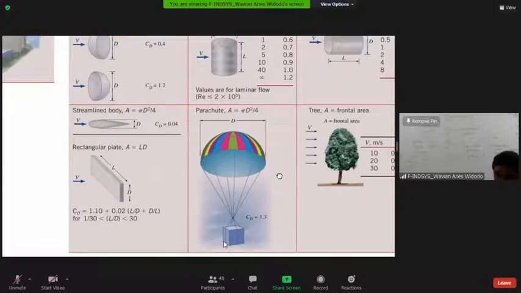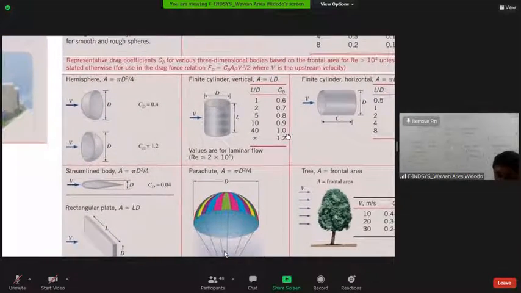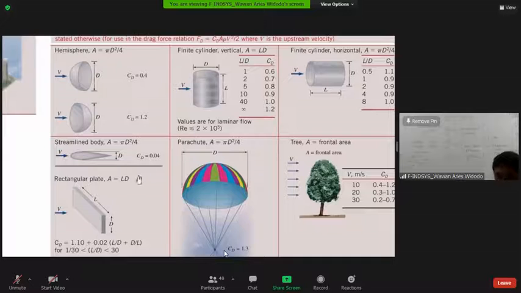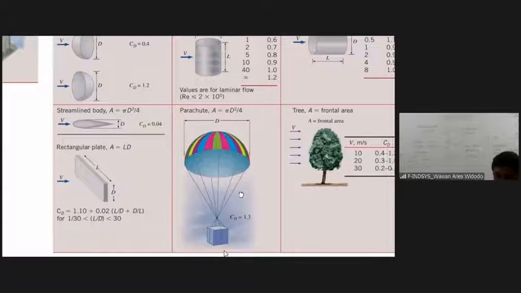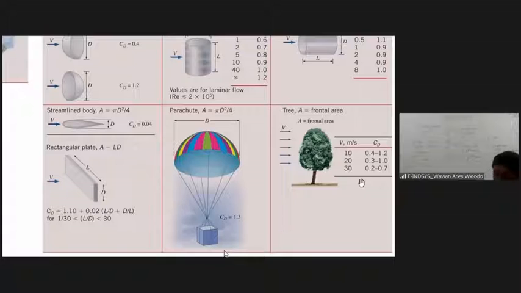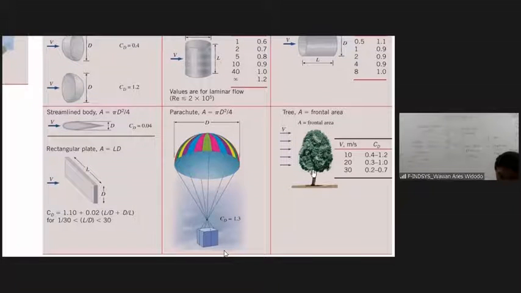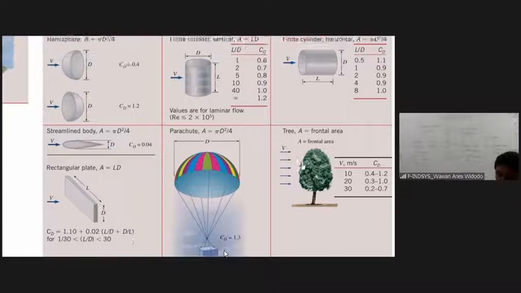Okay, the other examples are simple shapes: finite cylinder, hemisphere, rectangular plate. This is three here. Okay, these are created with frontal area A and velocities of 10, 20, and 30 meters per second. They will give a drag coefficient of 0.4 up to 1.2, etc. So this is the effect of velocity on the drag coefficient here.